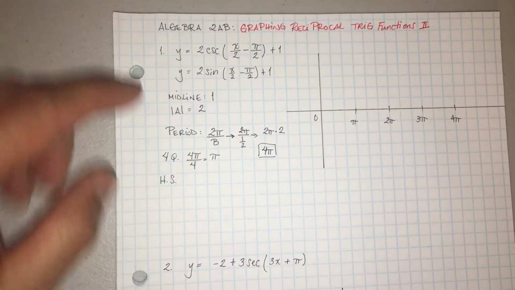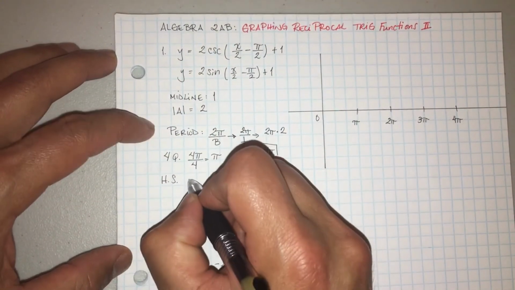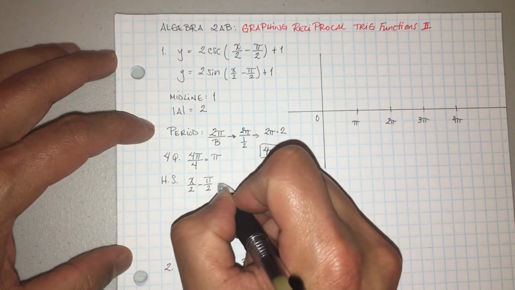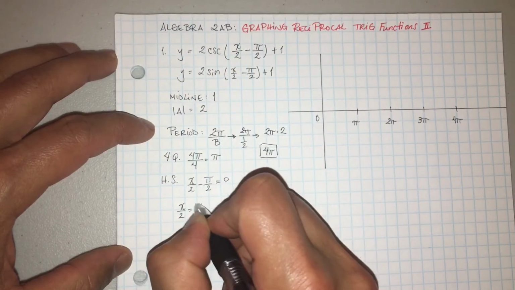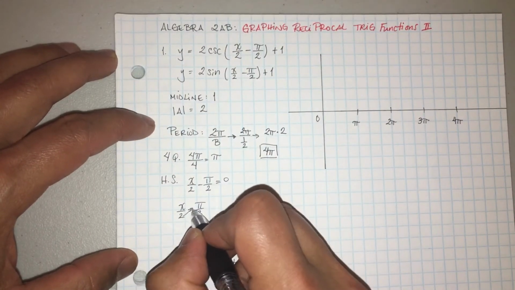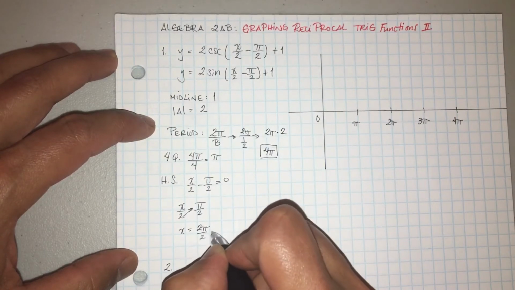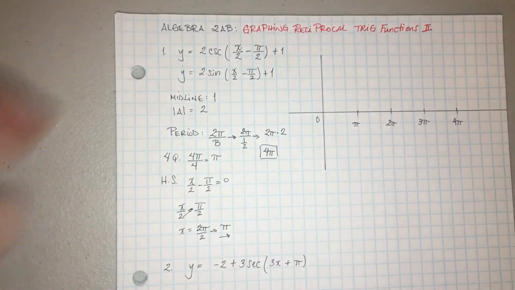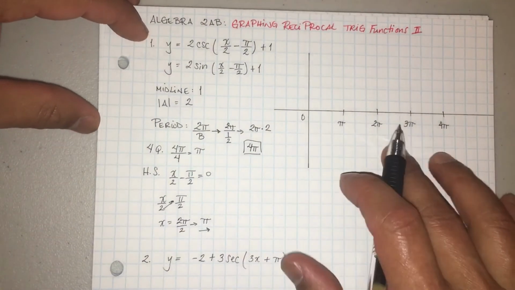Now let's do our horizontal shift. Our horizontal shift is whatever's inside the parentheses. You solve that by setting it equal to 0: x over 2 minus pi over 2 equals 0. So x over 2 is equal to pi over 2. Then we cross multiply this 2 and get x equals 2 pi over 2, which is just pi. So we're going to move this pi units to the right, which is not too difficult because everything here is in pi.